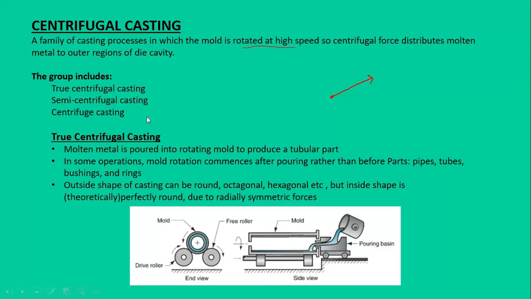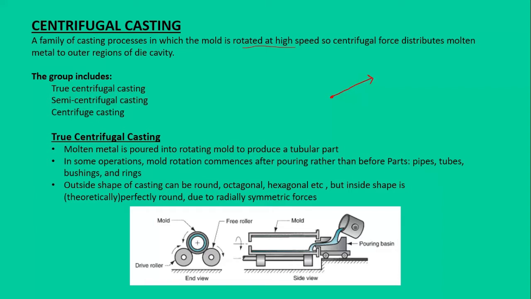If you go to the true centrifugal casting, in this kind of casting, molten metal is poured into a rotating mold to produce a tubular part. So this is the common schematic of the true centrifugal casting. We have a mold cavity, this one, and we have the two drive rolls which are utilized to rotate the mold at a very high speed. And this is a section view.